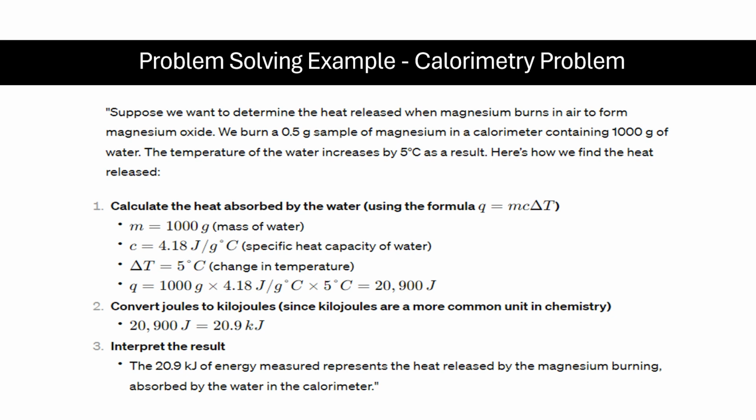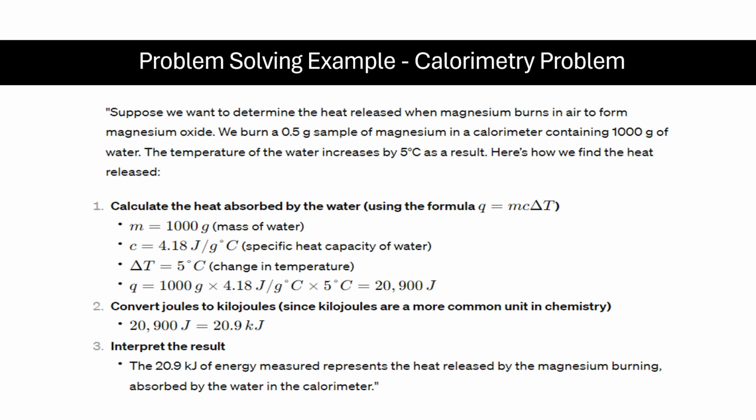ΔT is just T final minus the initial, which is 5 minus 0. So 5 degrees Celsius change in temperature. And lastly, Q is just performing the formula here. Just use the given 1000 grams times the constant 4.18 joules per gram degree Celsius times 5 degrees Celsius. That's about 20,900 joules. So we have to convert this into kilojoules. It's a more common unit in chemistry. 20,900 joules divided by 1000, it would be 20.9 kilojoules.